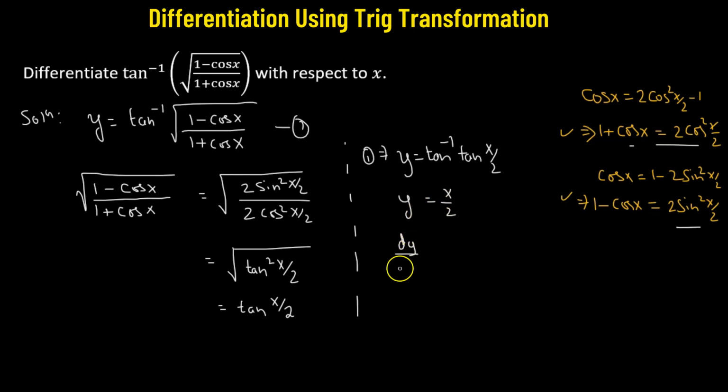Now we'll take the derivative on both sides with respect to x, and this is going to give us one half times the derivative of x with respect to x, which is simply 1.